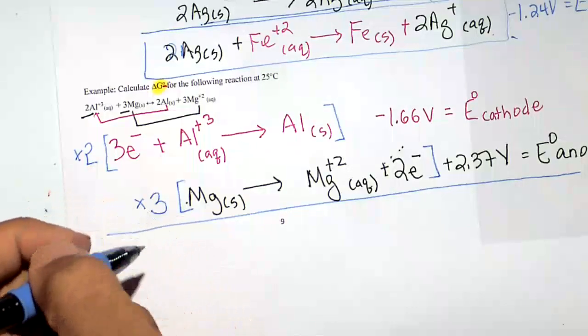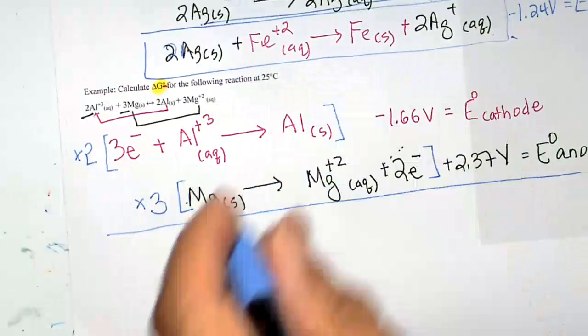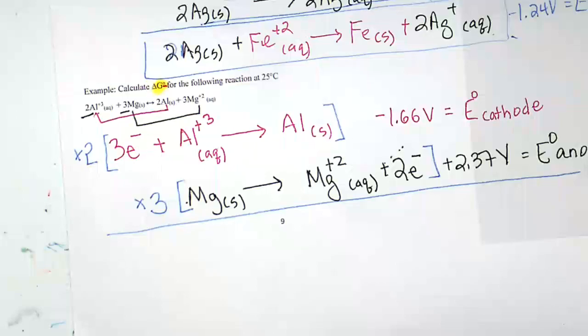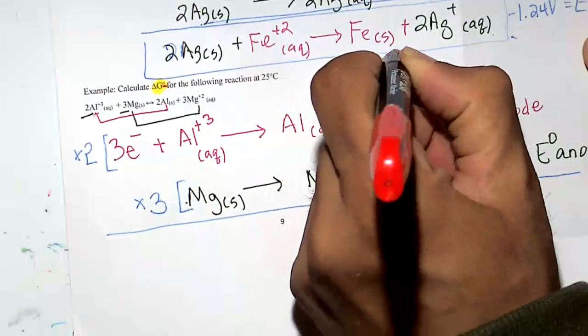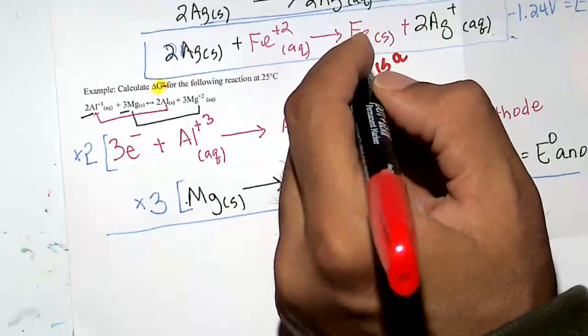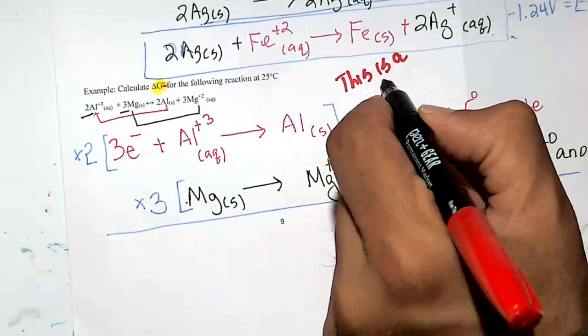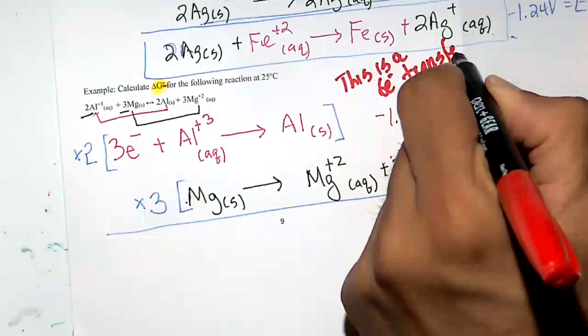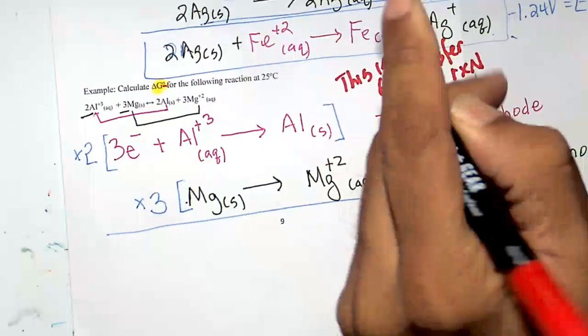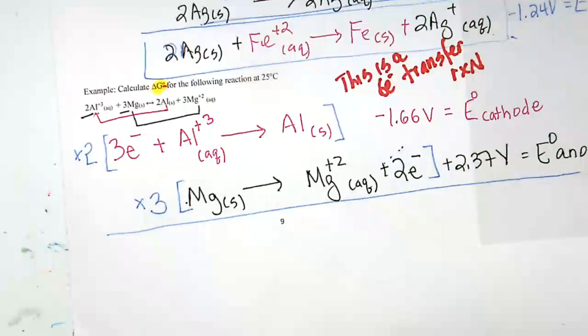Is 3 okay? So how many electrons are being transferred? How many electron transfer reaction is this? This is a 6 electron transfer reaction.